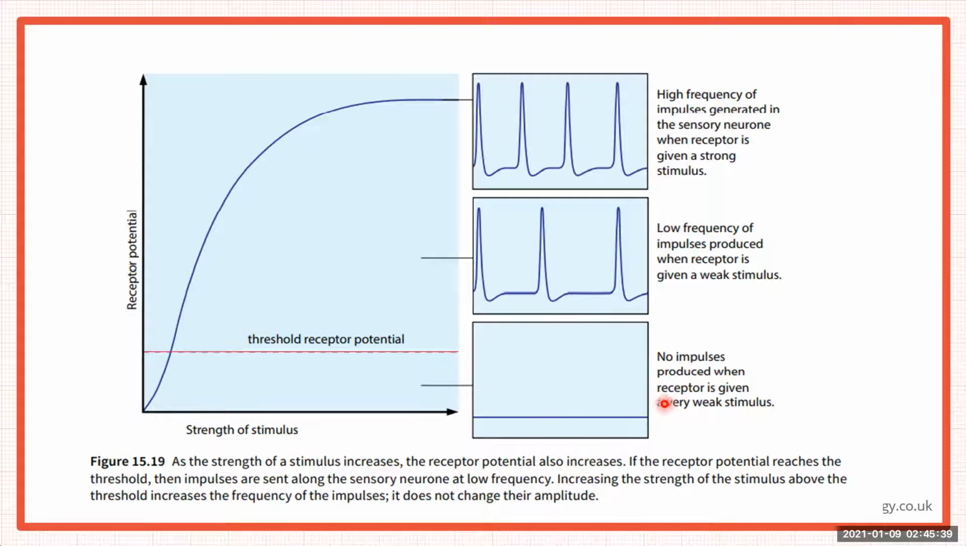And no impulses are produced when the receptor is giving a very weak stimulus. If it doesn't even cross this threshold value, look at this horizontal line, no impulse will be produced at all, right? This might help you understand the all or nothing principle.